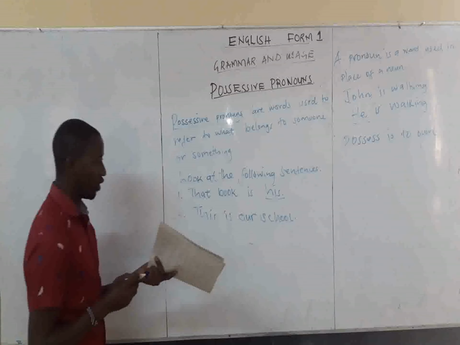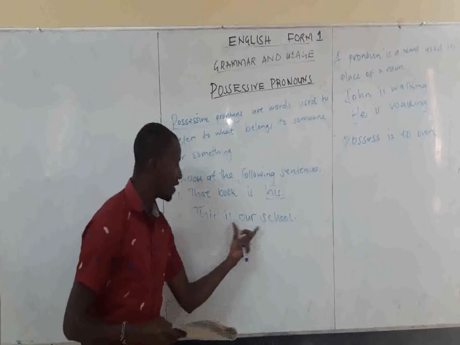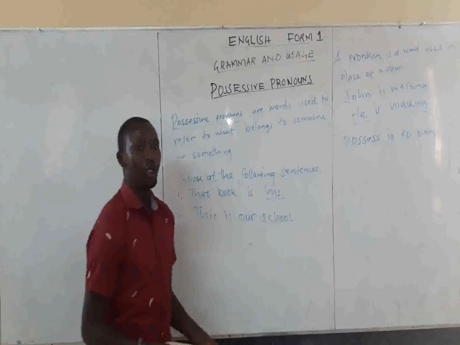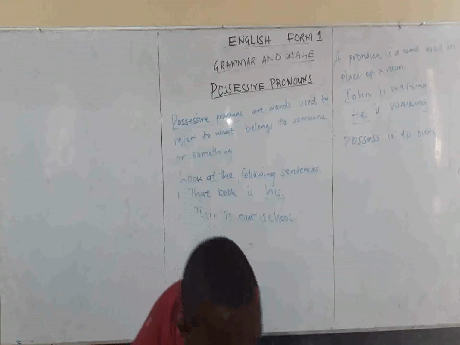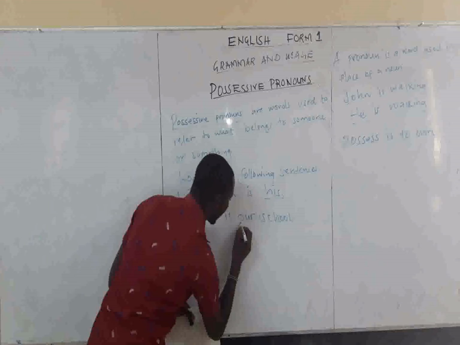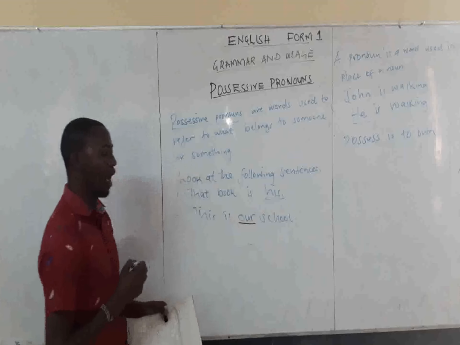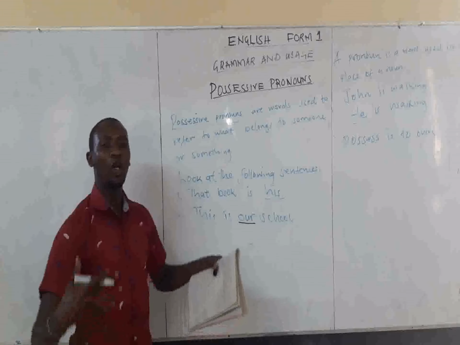Sentence number two: This is our school. So, this school belongs to whom? Lana, you can see clearly that the word here is our. Our means it belongs to us.